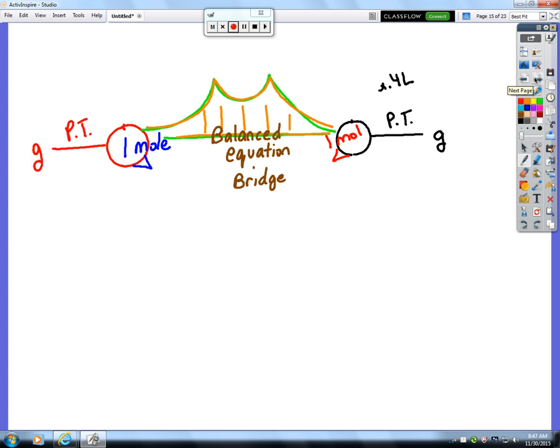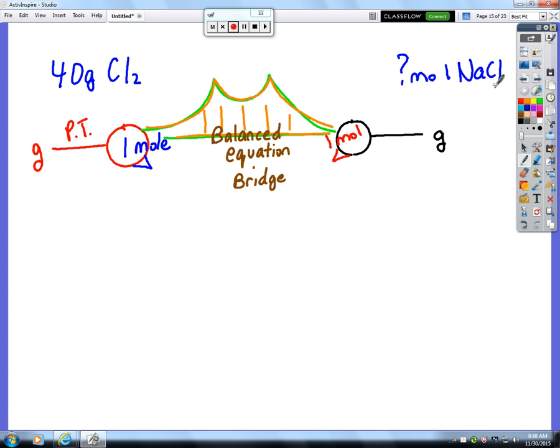Seems complicated, but we can do this. Let's go ahead and practice again. What happens if I have 40 grams of chlorine? How many moles of NaCl do I make?